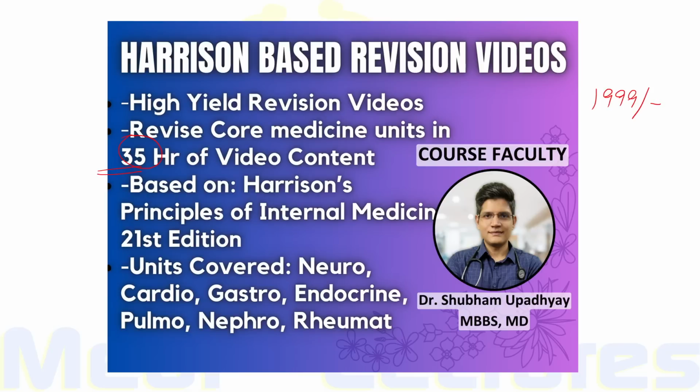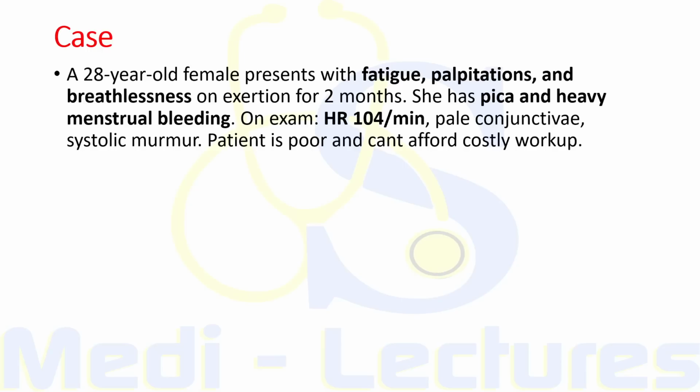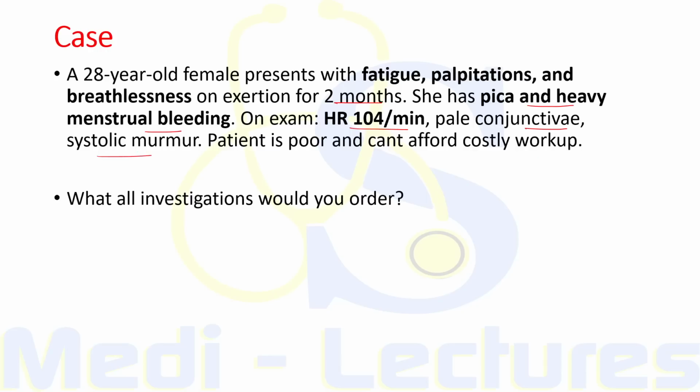Now starting the lecture with a case, a 28-year-old female presents with fatigue, palpitations and breathlessness on exertion for 2 months. She has pica and heavy menstrual bleeding. On examination, heart rate is 104, conjunctiva is pale, there is a systolic murmur. Patient is poor and can't afford costly workup. So what all investigations would you order? Now let's discuss and see how actually we approach a patient with anemia.